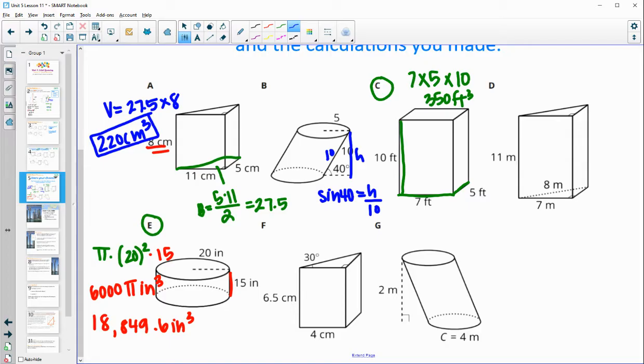So sine of 40 is 0.64, so 0.64 equals h over 10. So multiply that 10 up, and you get 6.4 as your height. Then you still need to calculate the area of the base times that.